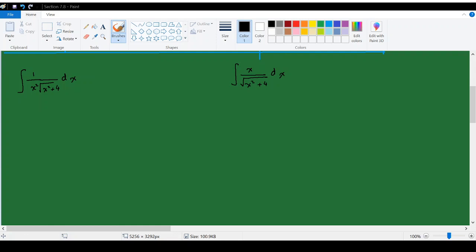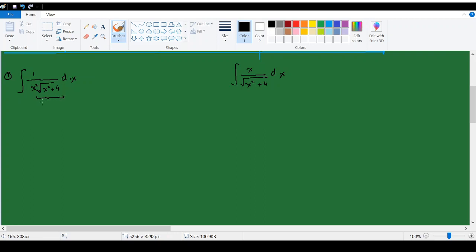Let's try some more examples. Well, the first one is this one, the integral of 1 divided by x times the square root of x squared plus 4. So here, to start the solution of this integral, the key point that you should identify is that this is an integral with a square root.